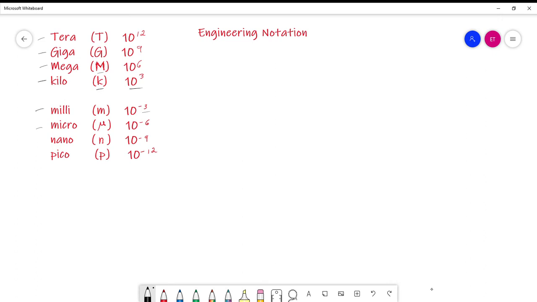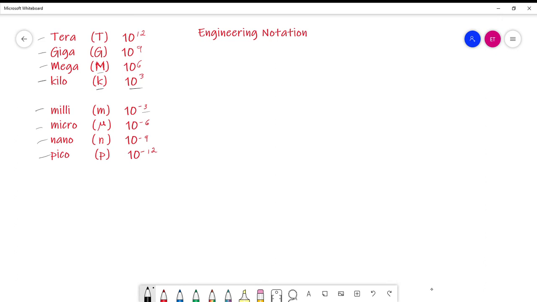Millionths, billionths, trillionths. Micro, there's this little mu character here, so make sure you have this tail on the micro symbol. 10 to the negative 6, the decimal point moves to the left 6. And then, of course, nano, lowercase n, and pico, lowercase p, take you in the smaller direction.